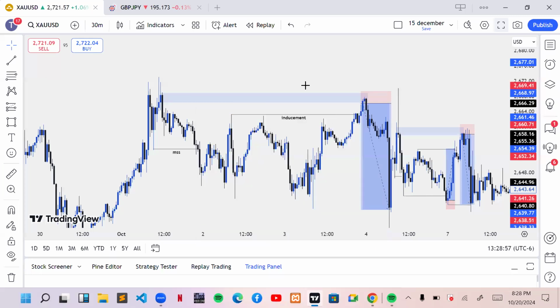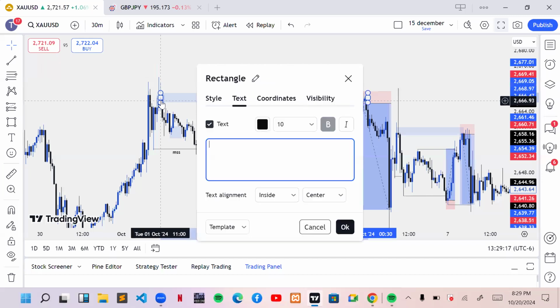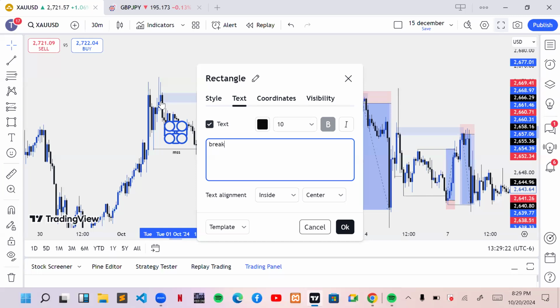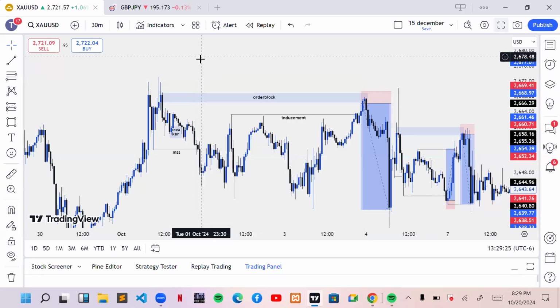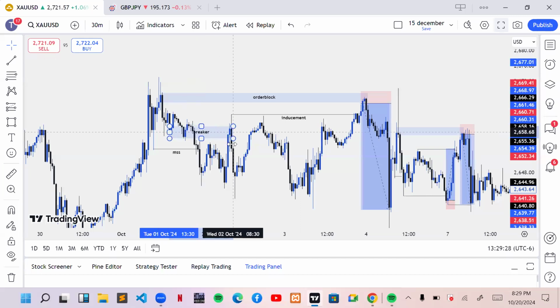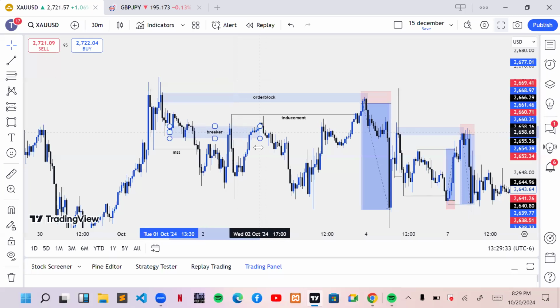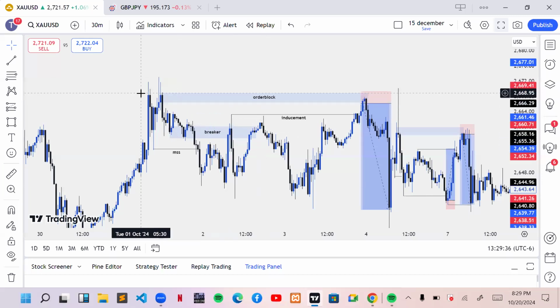Now pay attention to this chart. There's actually a breaker block right here. A breaker block is a failed order block. So this is another block that was supposed to hold market for buys, but market came here and broke past it. So this is a breaker block. And then our point of interest is our order block right here. So this is the order block, and this is the breaker block. So this is our breaker block here, and this is our order block.